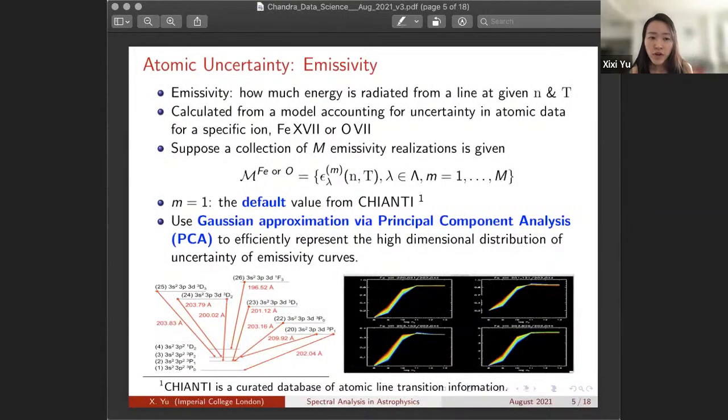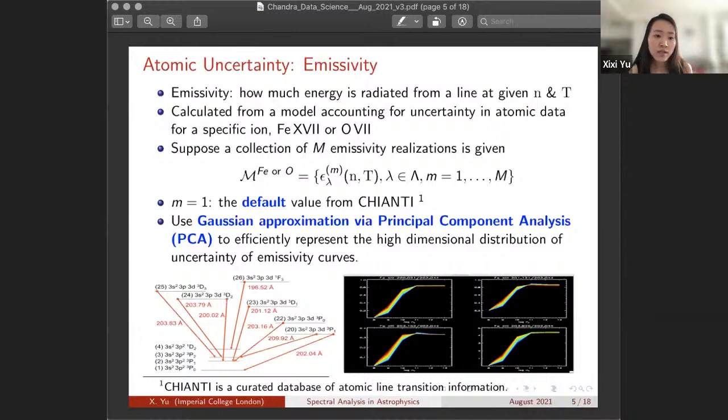So before we move on to the statistical methodology, I'd like to talk a little bit more about the atomic uncertainty, which is the emissivity. It is how much energy is radiated from a unit volume of plasma at a given density and temperature, and it is calculated from a model accounting for uncertainty in atomic data for specific ions, like iron 17 and oxygen 7 in this study.